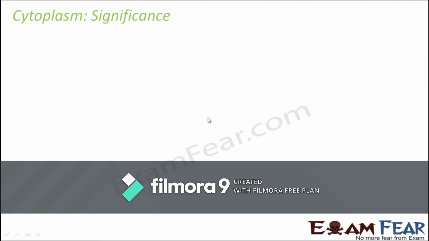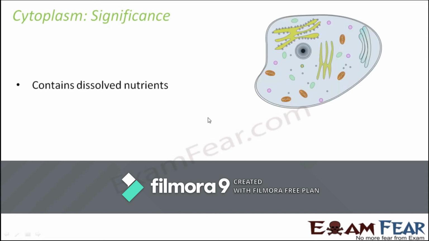So let us quickly look at the significance of cytoplasm. It contains dissolved nutrients. So whatever nutrients are needed by the cell for its survival, they are all present in dissolved form in the cytoplasm, because cytoplasm is available to all the cell organelles. So they can utilize the nutrients. It dissolves waste products. Now, it not only provides the useful substances to the cell components, it also takes out all the waste products from the cell. So these waste products are also taken out of the cell in the dissolved form in cytoplasm.